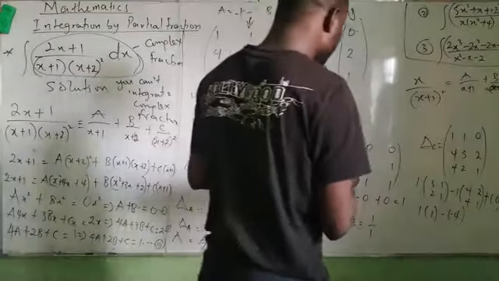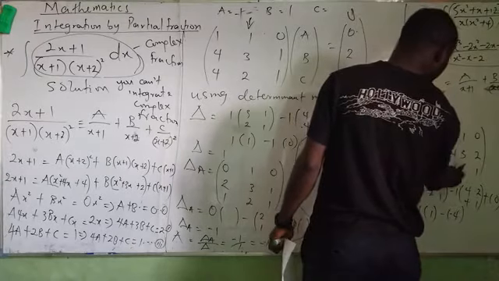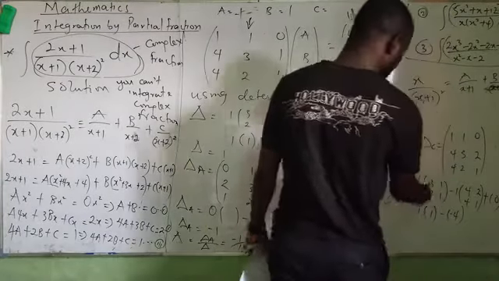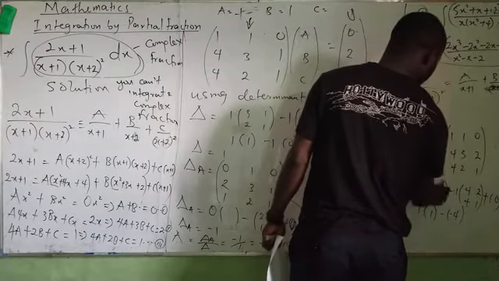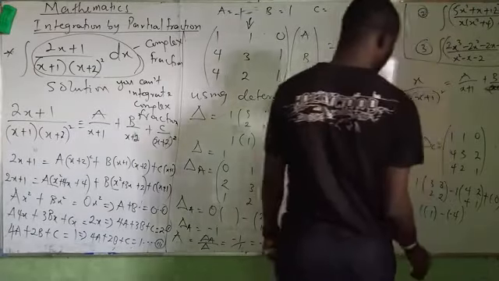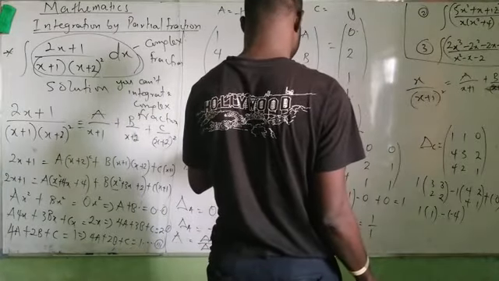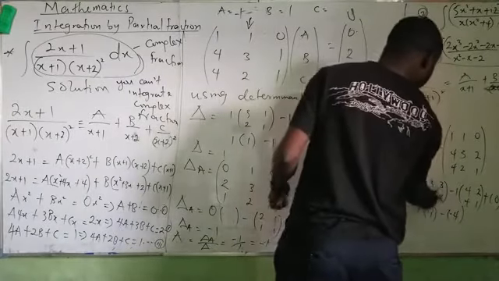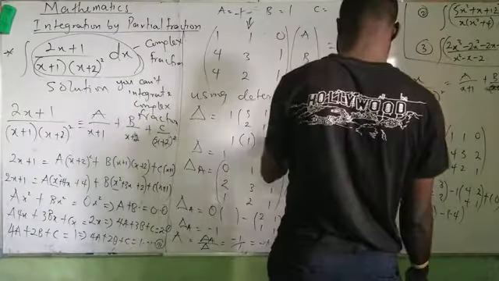Here will be 2. This will be 2. Here will be 3. Sorry for that mistake. Okay. Hope I'm not making any other mistake. Here will be 6. Here will be 6. Hope I'm not making any mistake.